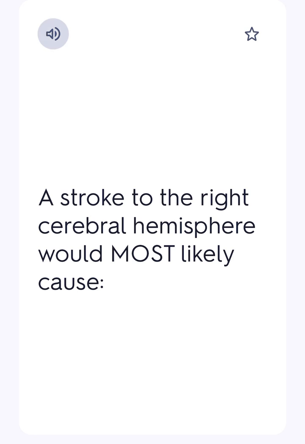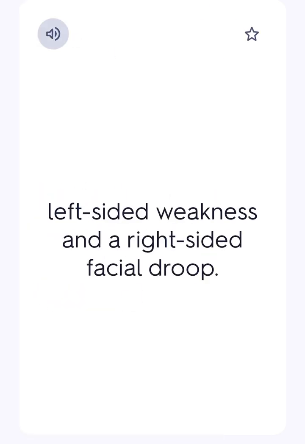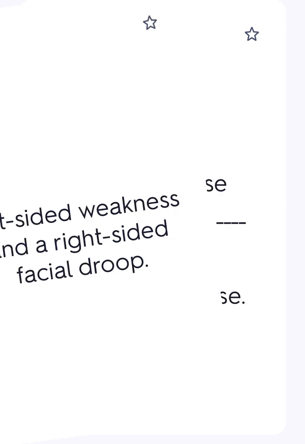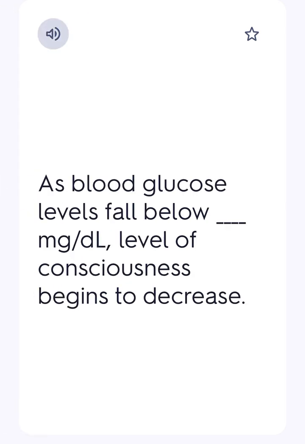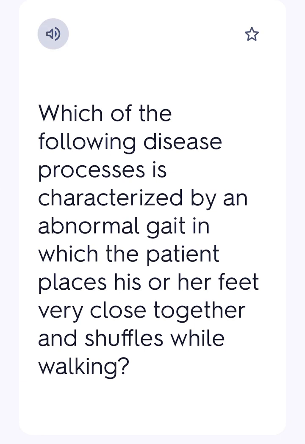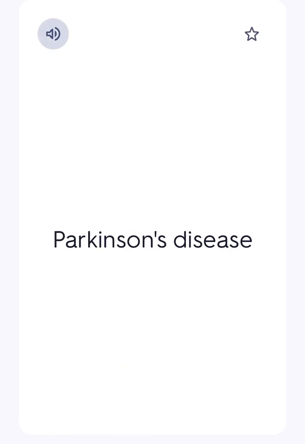A stroke to the right cerebral hemisphere would most likely cause left-sided weakness and right-sided facial droop. As blood glucose levels fall below blank mg/dl, level of consciousness begins to decrease. 60. Which of the following disease processes is characterized by an abnormal gait in which the patient places his or her feet very close together and shuffles while walking? Parkinson's disease.